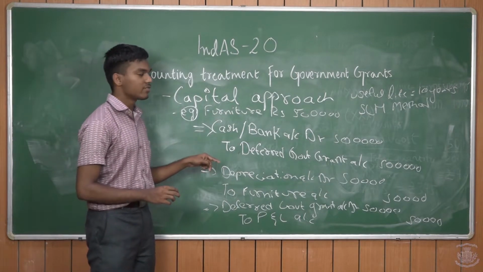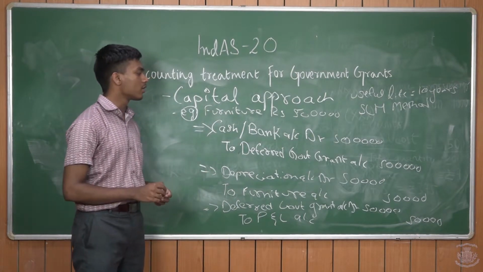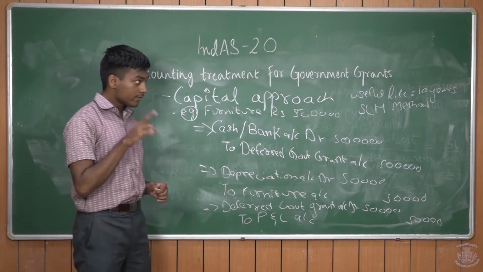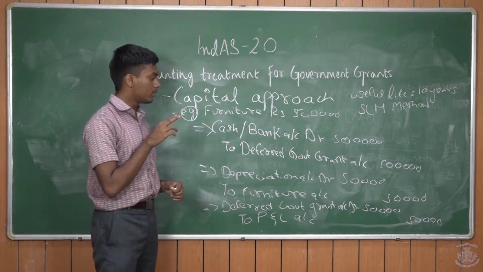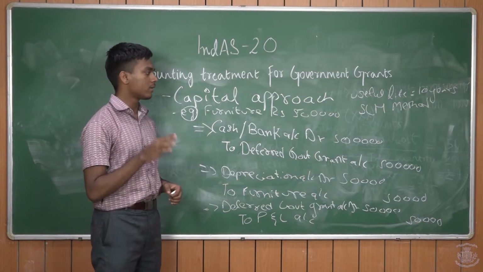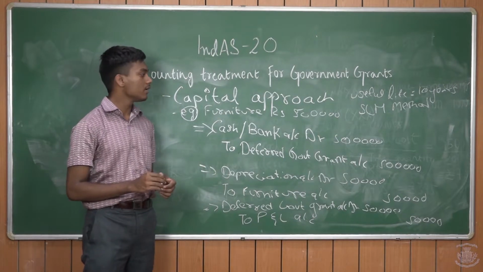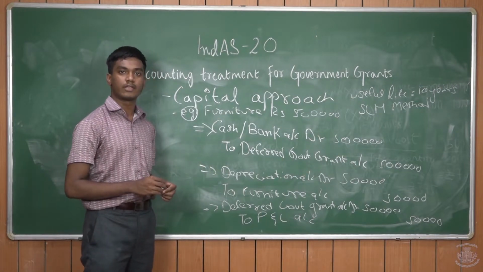So now useful life is 10 years, right? So this deferred government grant account will be amortized in 10 years. So as the entity is following SLM method, for the amortization of deferred government grant also we follow the same method, that is 5 lakh rupees divided by 10 years, that is amortization cost will come up to 50,000 per annum.